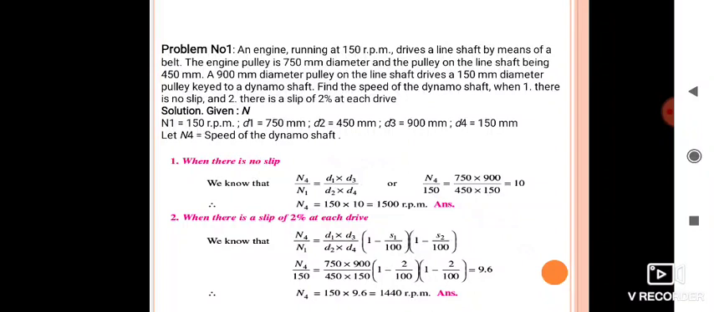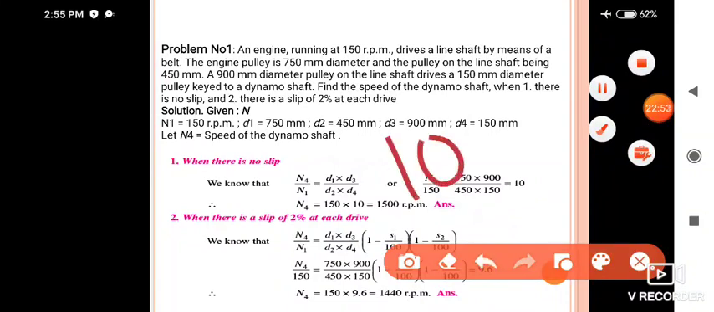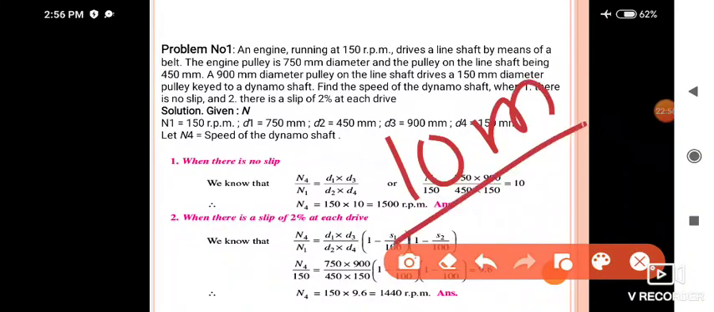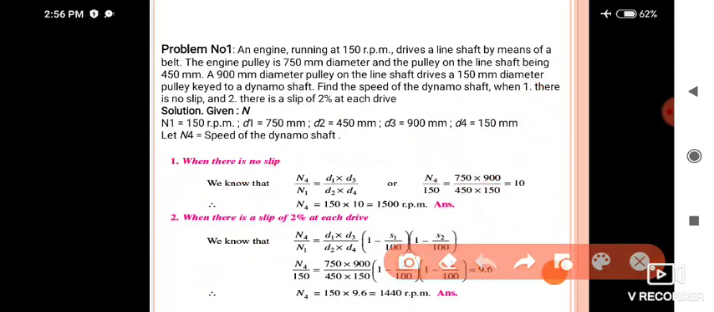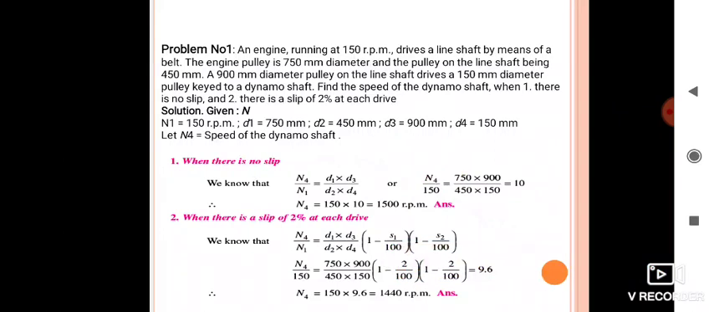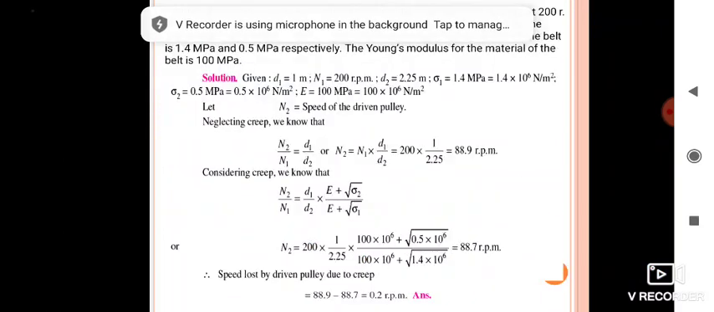When there is no slip, we get n4 as 1500 rpm, and when there is a slip of 2% at each drive, we get n4 as 1440 rpm. This type of problem may be asked for 10 marks. Just remember these two formulas, which will help you solve the problem very clearly. Next question.